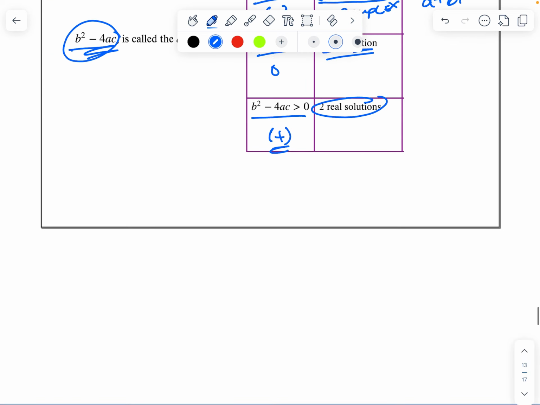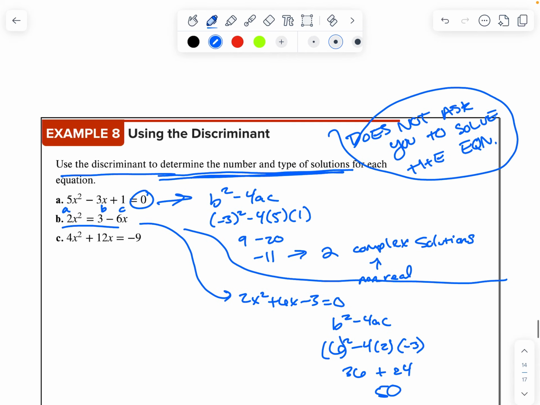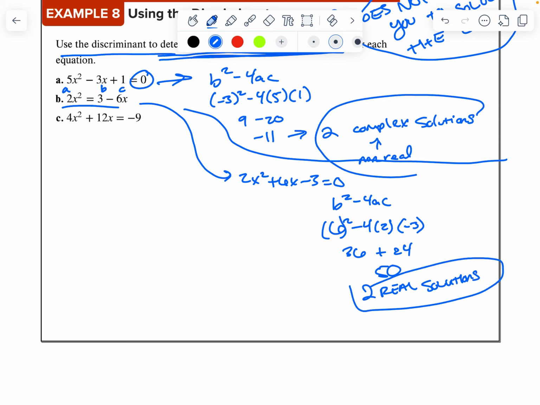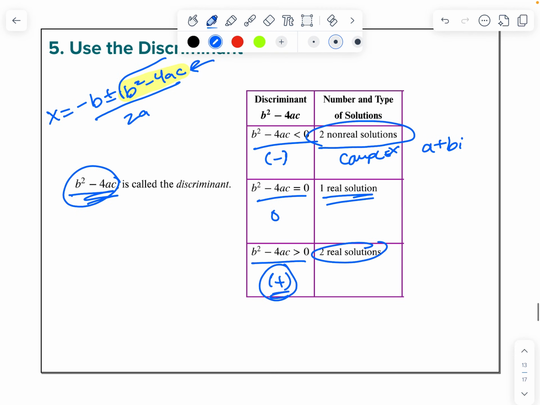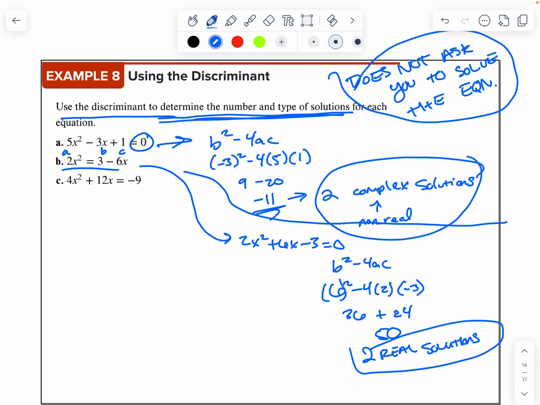All we have to do is look at the chart and say that's a positive number, which means we're going to have two real solutions. That's the same way I got this right here, because the 11 turned out to be a negative number. And in our negative part of the chart, it says we're going to have two non-real solutions, or two complex solutions. Pause and try C.